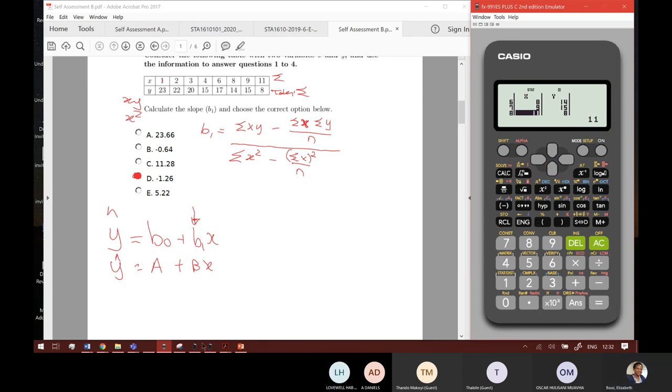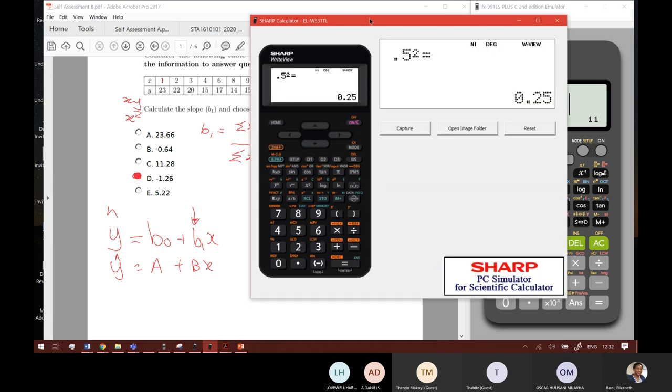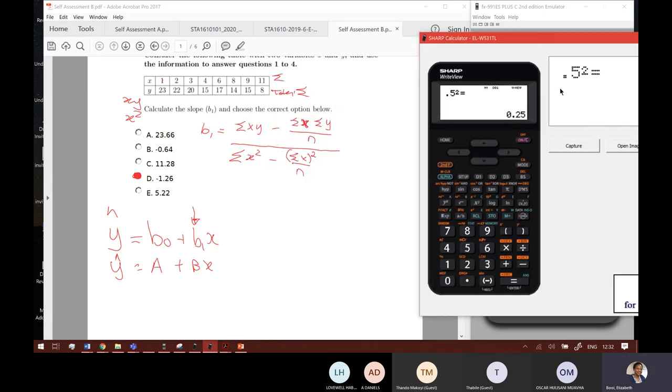1 and 23, 2 and 22, 3 and 20, 4 and 15, 6 and 17, 8 and 14, 9 and 15, 11 and 8. Since I have 2 calculators, it's fine. We can always check with the other calculators as well. So mode, must go back to normal. Take it to stat mode, which will be 1. And I'm looking for 1 for A plus BX.